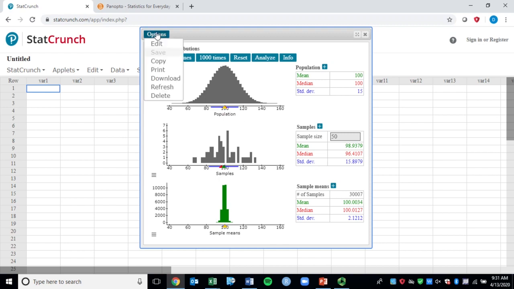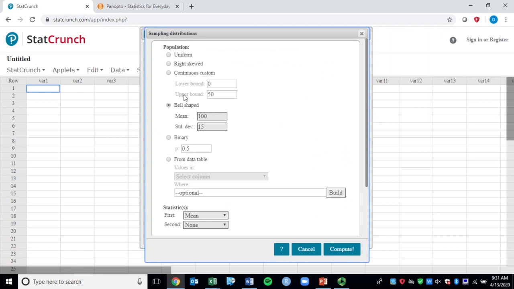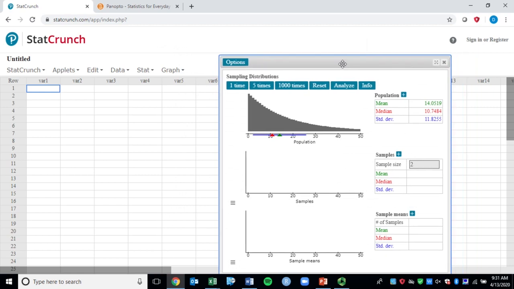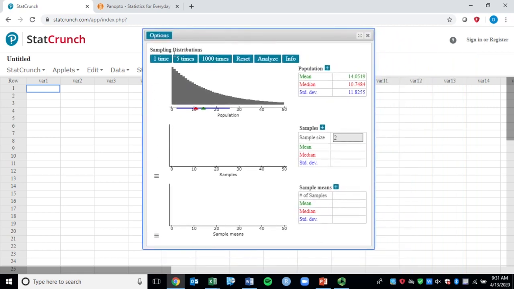Let's do this. Let's go ahead and edit this. And instead of starting with a bell-shaped distribution, let's start off with an extremely skewed right distribution. So this is close to what we call the exponential distribution, which is highly skewed. It goes straight up right at the beginning, and then goes down like that. So this is looking like an exponential distribution that's highly skewed to the right. Okay, that's our population. Here, mu is equal to 14.0519. Standard deviation, sigma, is 11.8255. So there's mu and there's sigma.